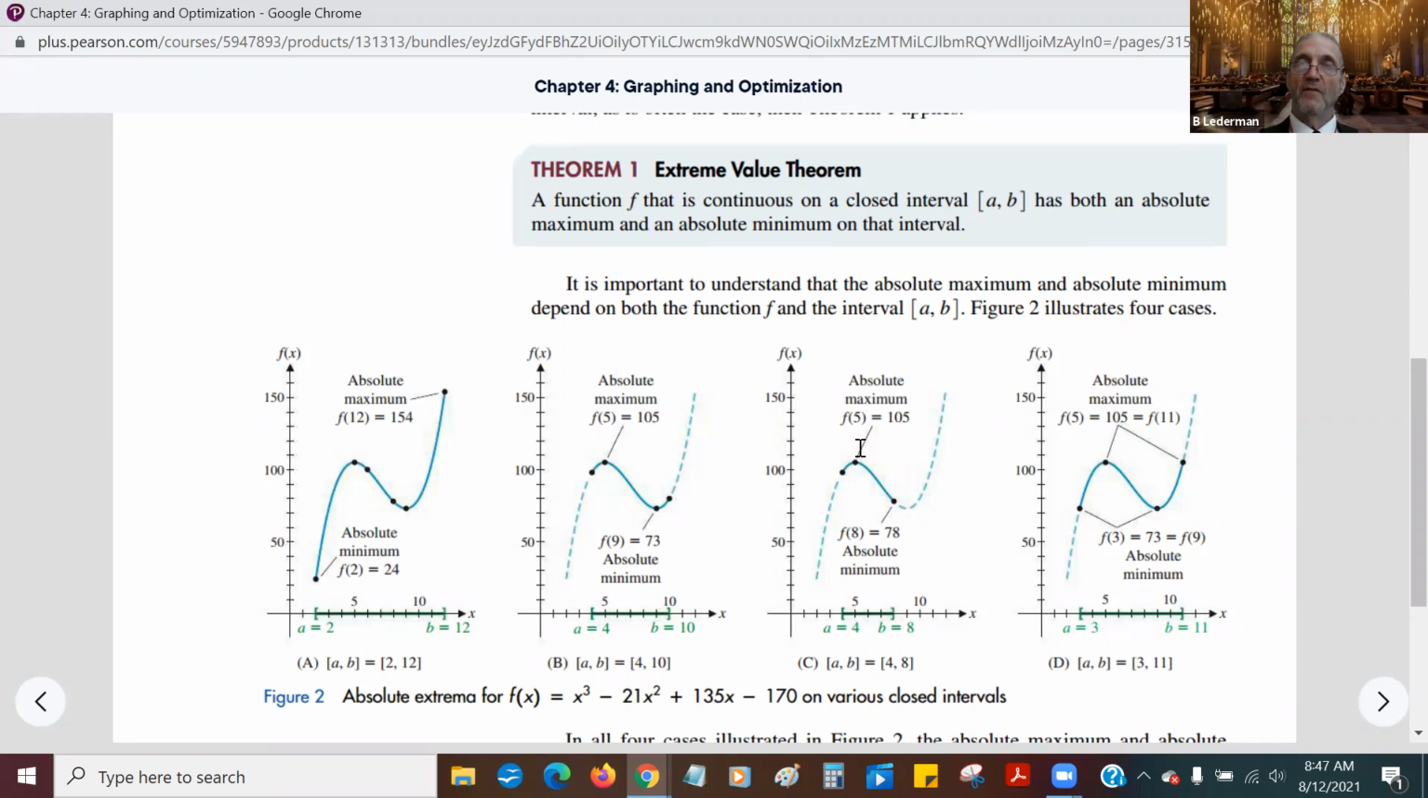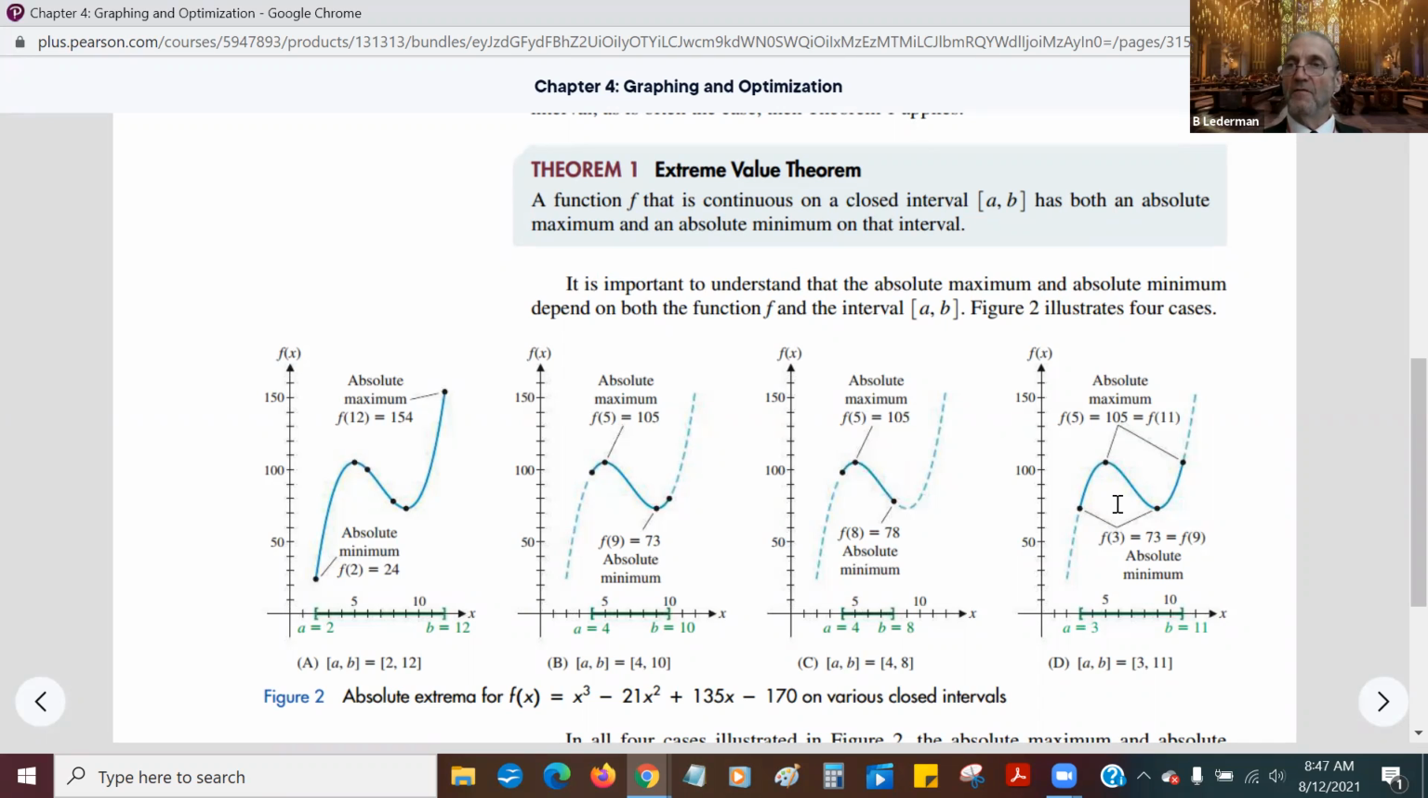Now here, this guy up on top is the absolute max, it's the highest thing. And this endpoint over here is the absolute min. Again, that's because I'm going from 4 to 8. So when it comes to the absolute, it really depends on what interval you're looking at. Am I looking at the whole graph or a small part there?